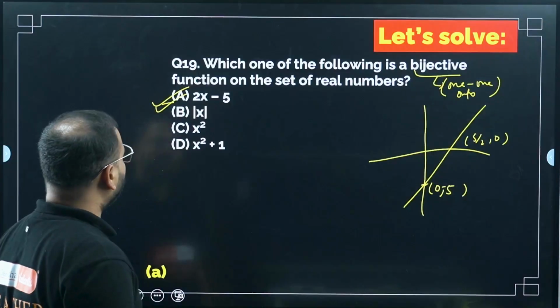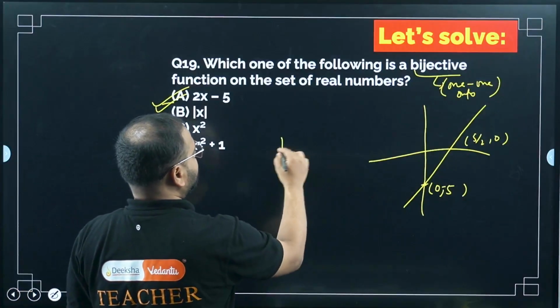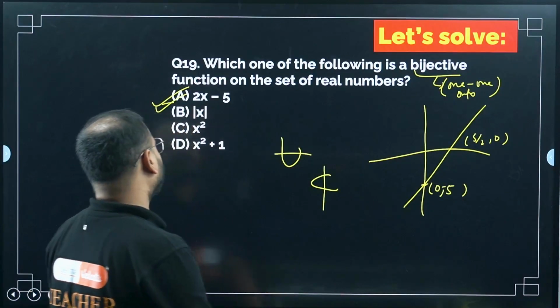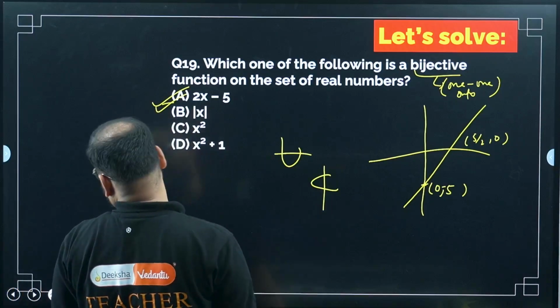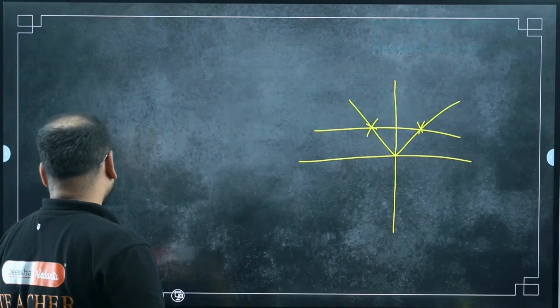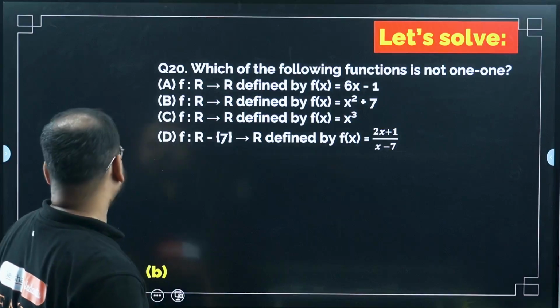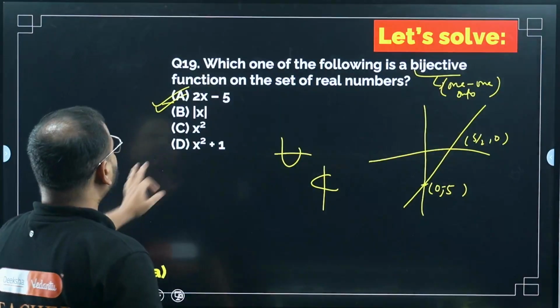Quadratic function will be what? Again, you'll have 2 points of intersection, go like this or this. x square plus 1, again quadratic only. So option A is correct. I hope you understood.